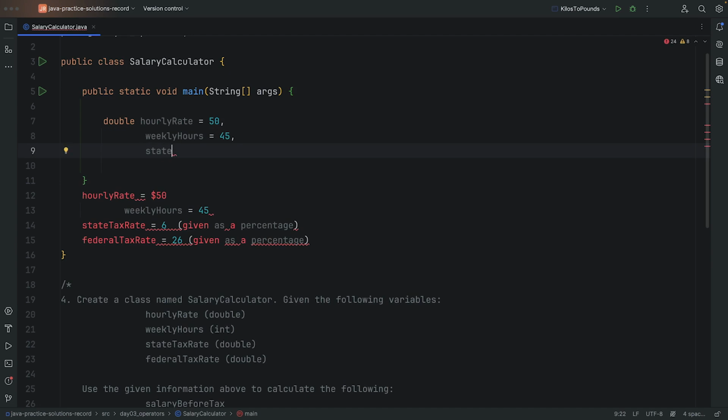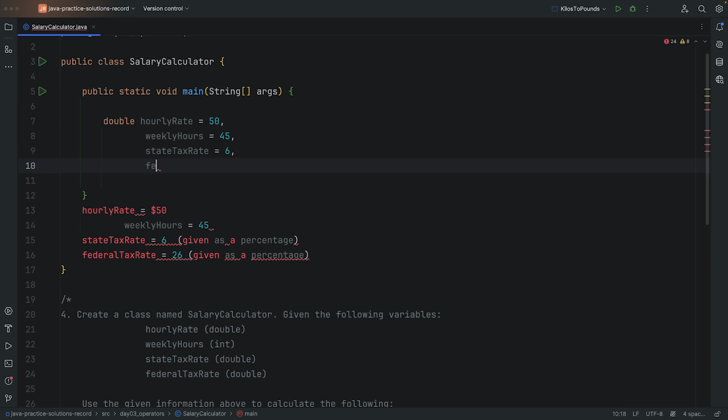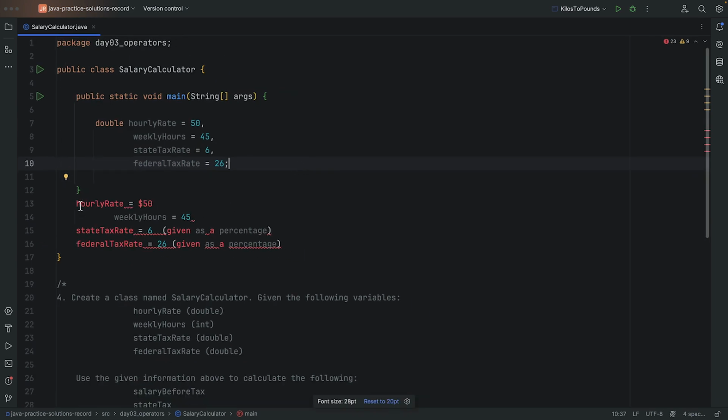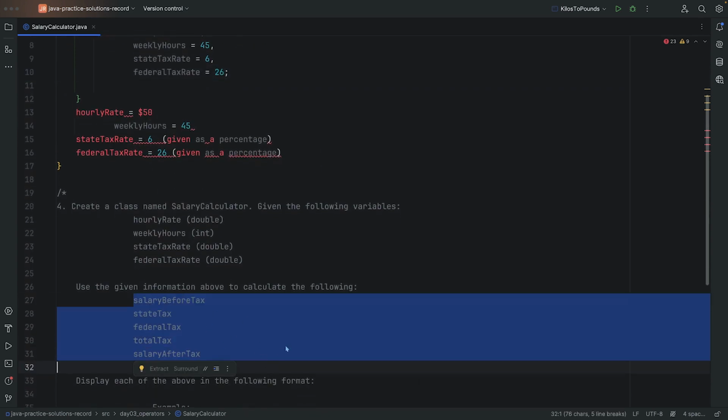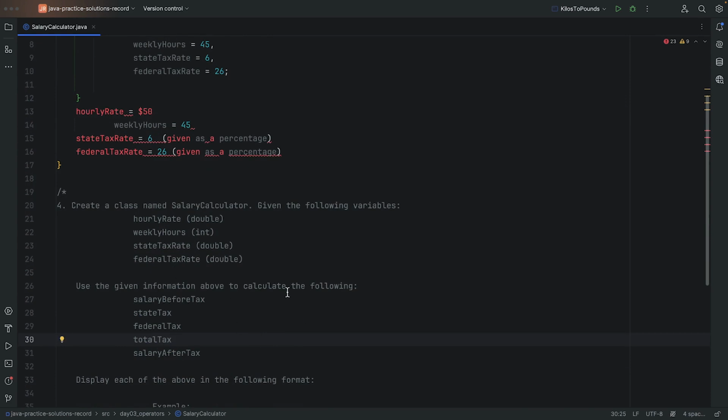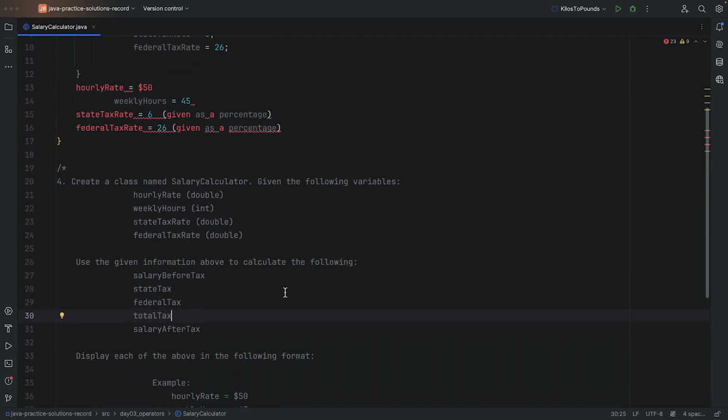The state tax rate is going to be 6. And the federal tax rate will be 26. Okay, so I defined a bunch of double variables ready for me to use. And next I have a couple more variables, but these are also going to be based on some calculations.